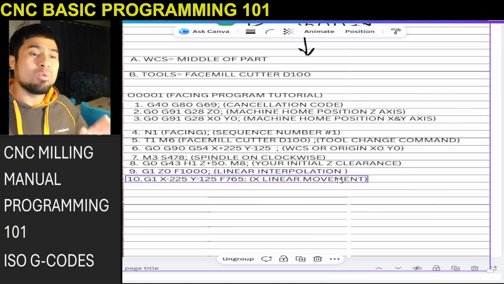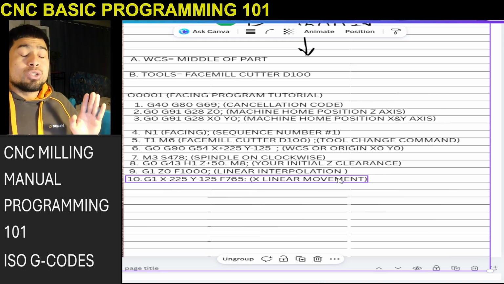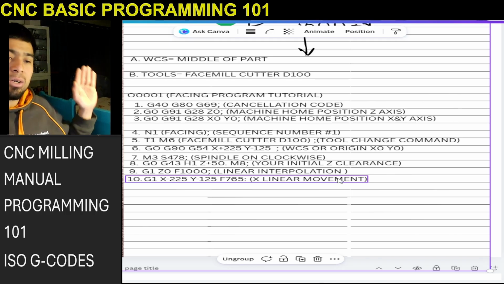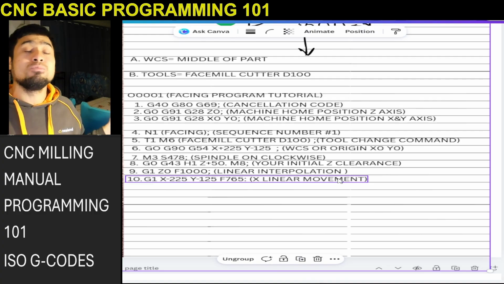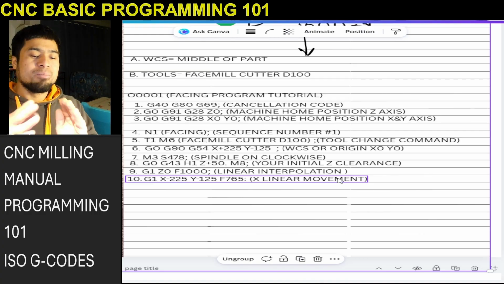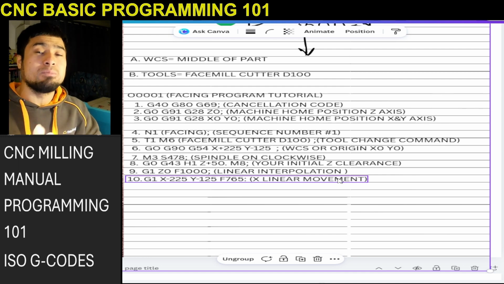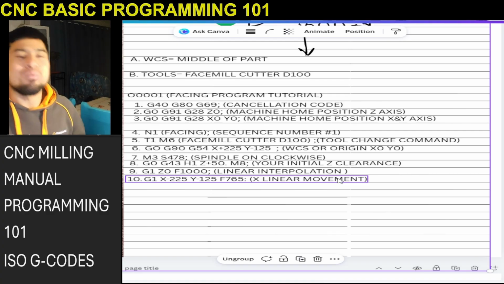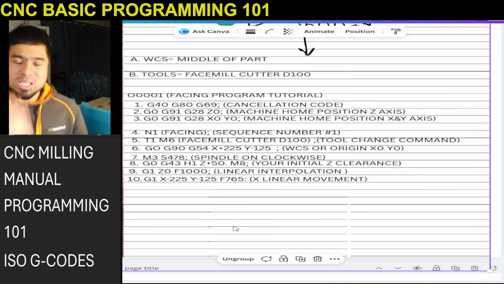Every time you command G1, which is linear interpolation, you always have feed rate along with it in that block. When you command G1 X, Y, Z, whatever your movement is, you always have feed rate accompanied with it. G1 means, imagine you are walking, and it requires how fast you are walking. So it requires that feed rate. That's why feed rate is how fast you are walking.